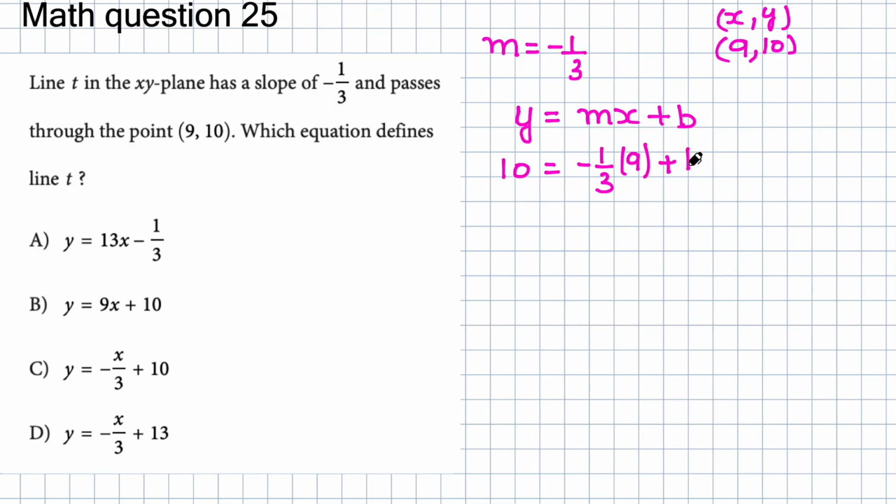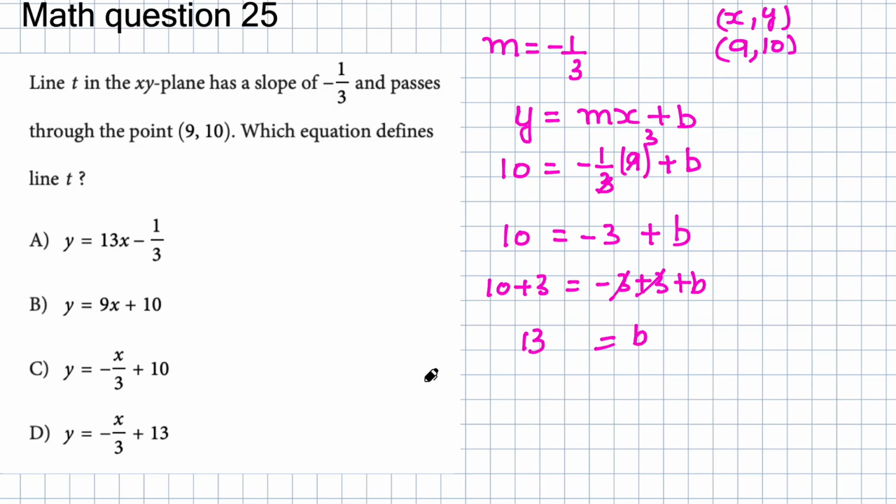Now we don't know the value of b, so let's calculate that. 3 into 9, cancellation. 10 is equal to minus 3 plus b. Adding 3 on both sides, 13 is equal to b. So b is equal to 13.